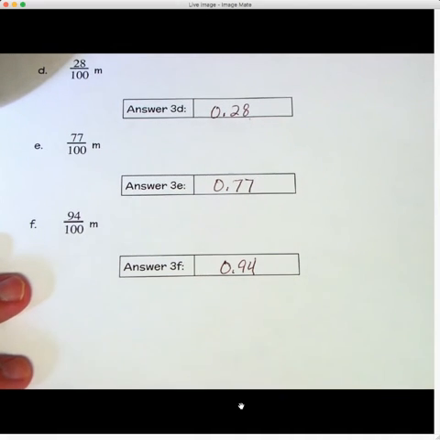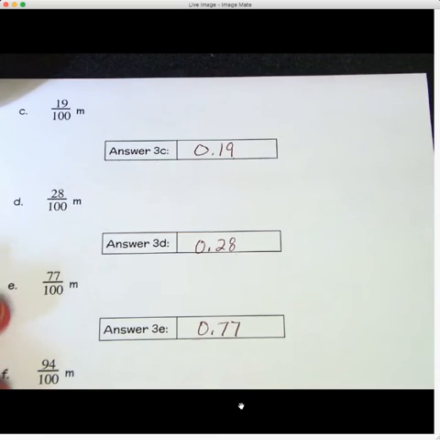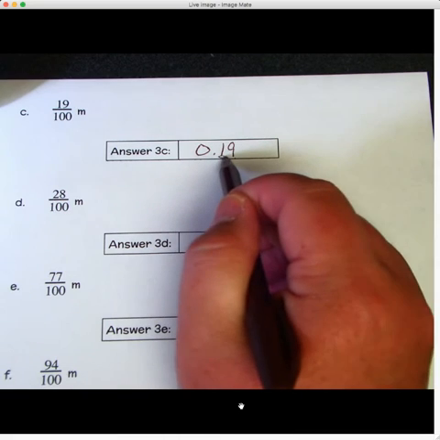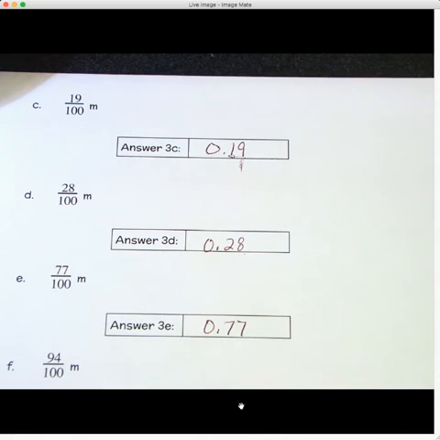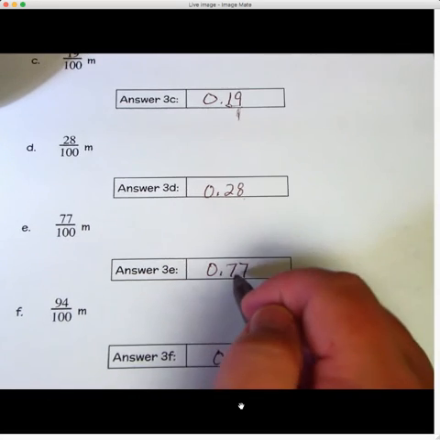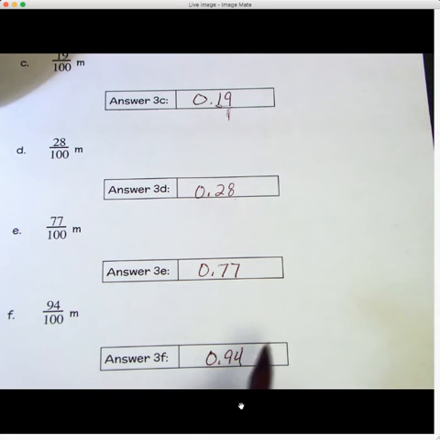So when we read these decimals now, we read them not as 0.19. We read it as 19, and because it goes to the hundredths place, we read it as 19 hundredths, 28 hundredths, 77 hundredths, 94 hundredths. We say it the same as if it was a fraction. We say it exactly the same way.